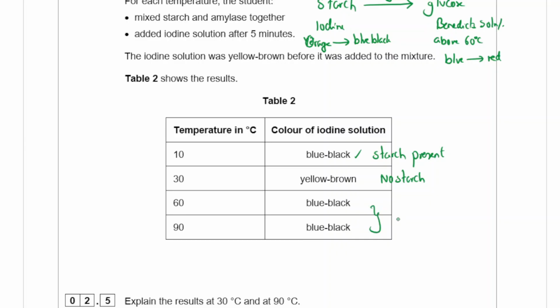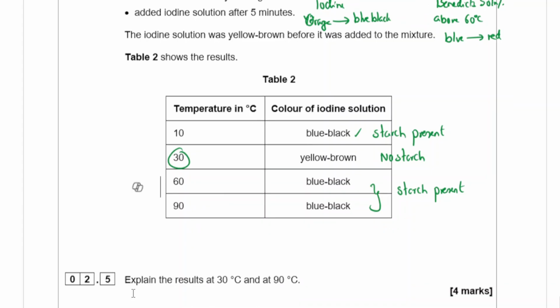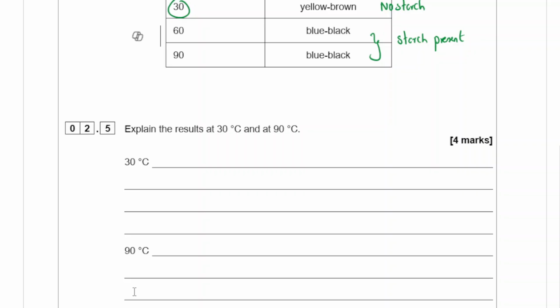And at 60 and 90, there is still starch. That means the amylase didn't actually work. It only worked at 30 degrees Celsius. Explain the results at 30 degrees and at 90 degrees.